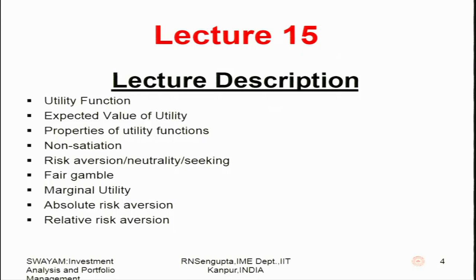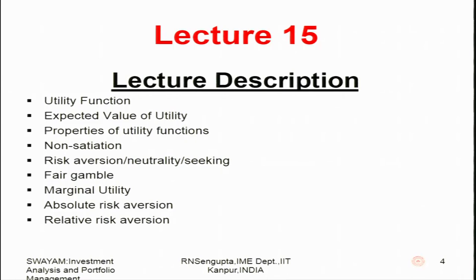We will consider the concept of marginal utility and how it can give us an idea about the sense of the risk taking property of that decision maker. We will also consider two important concepts about absolute risk aversion and relative risk aversion, and why they are important. We will come to that.